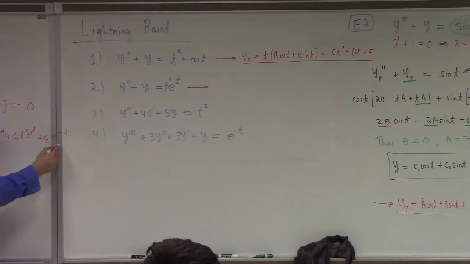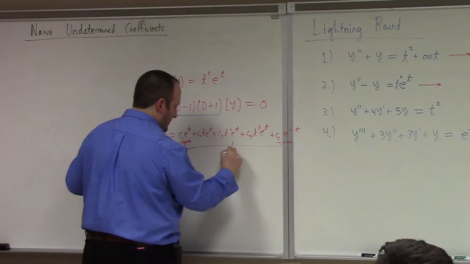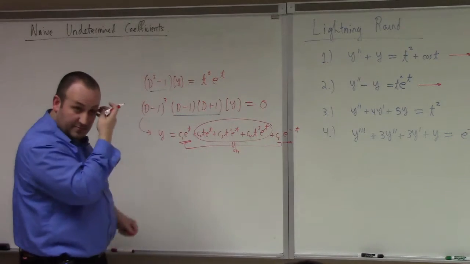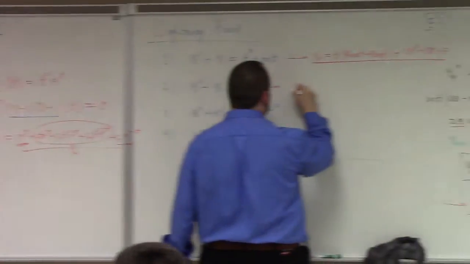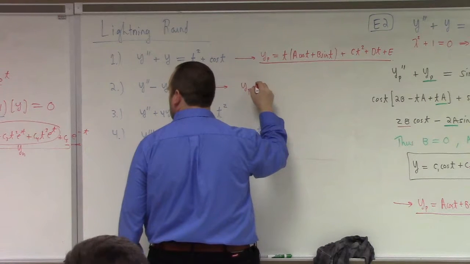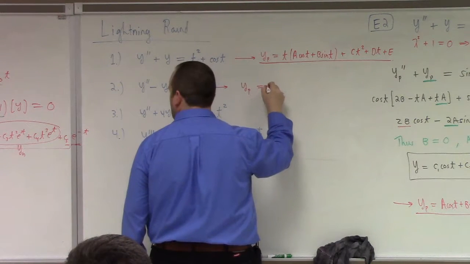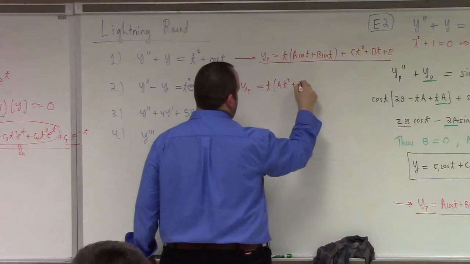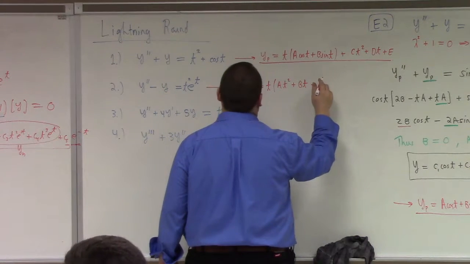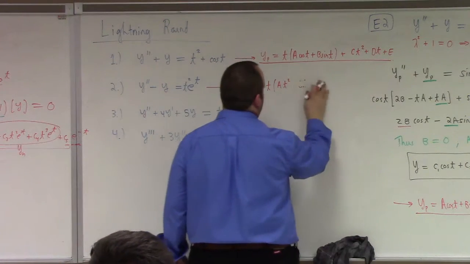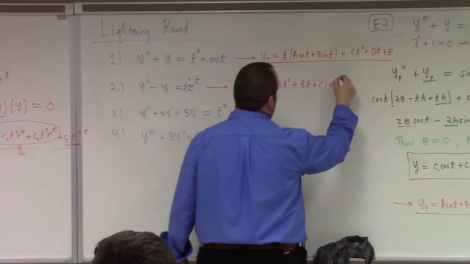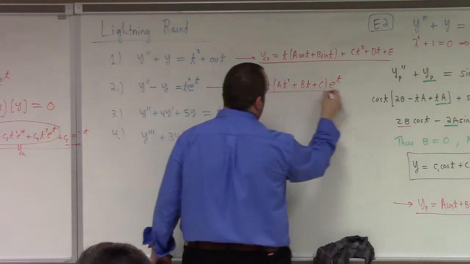So basically, this guy and this guy are my homogeneous solutions. So that should be my particular solution. So yp should look like t times (at squared plus bt plus c), and I can factor the e to the t out. There's a lot of different ways to package this thing. There's one.